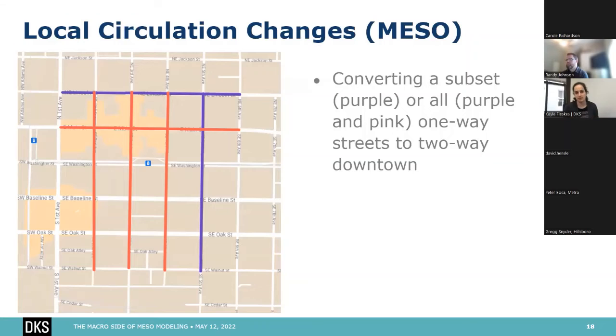So using the Meso model, we were trying to understand if you could convert either a subset of the city's one-way streets, shown in the purple there, or all of the one-way streets to two-way downtown. Again, trying to reduce some of that out-of-direction travel, giving maybe better opportunities for some bicycle connectivity through here as well. And that was a great candidate for that Meso model, where we had more of that refined local street network. We had that block by block zone disaggregation to really understand the circulation changes with this type of project.